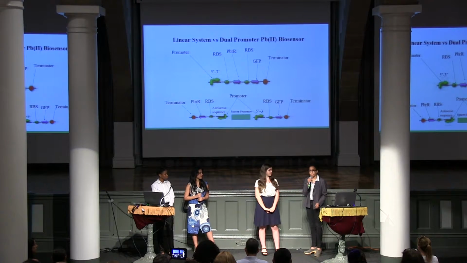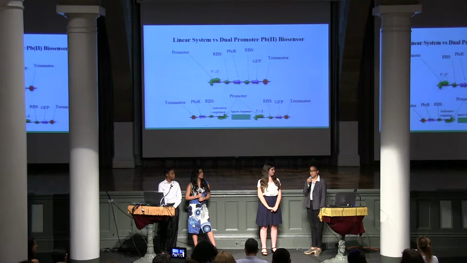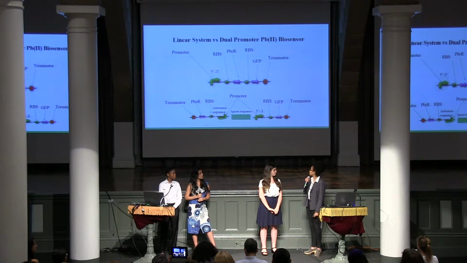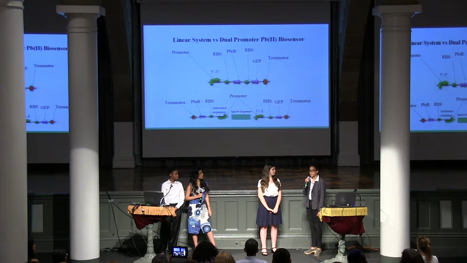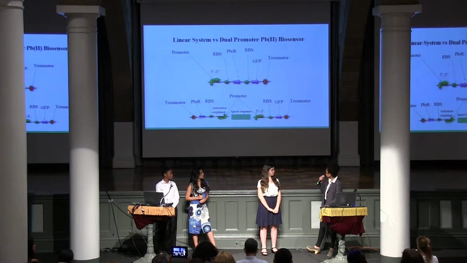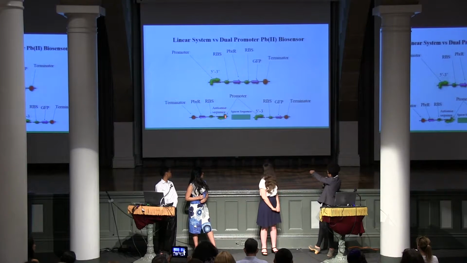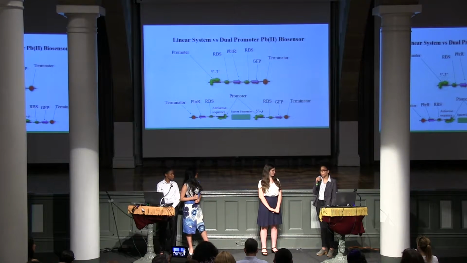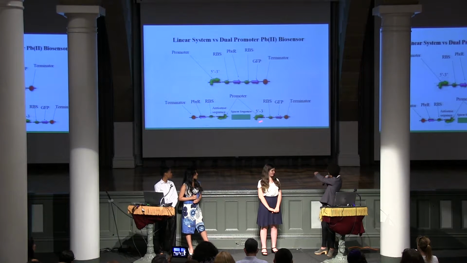So when we were originally designing our biosensor, we had two main designs, the first being a linear system, which is shown on the top, and then the second being a dual promoter system shown on the bottom. And the major difference between these two systems is that the dual promoter system contains two promoters. The first is on the antisense strand, right here, and it controls PBRR, and the second is a forward promoter, right here, and it controls GFP.